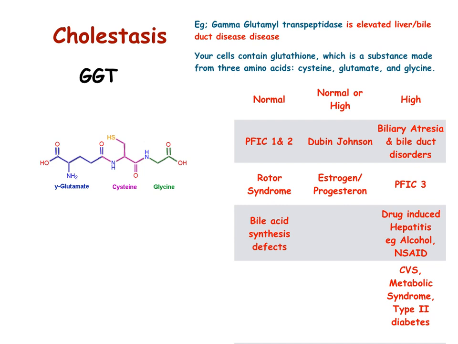Kindly note that we can get a normal gamma GT in PFIC type 1 and 2, Rotor syndrome, and bile acid synthesis defect. It can be normal and high in Dubin-Johnson and estrogen progesterone drug-induced hepatitis. It can be elevated in biliary atresia, bile duct disorders, PFIC3, drug-induced hepatitis, cardiovascular metabolic syndrome, and type 2 diabetes.